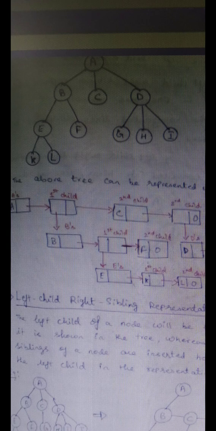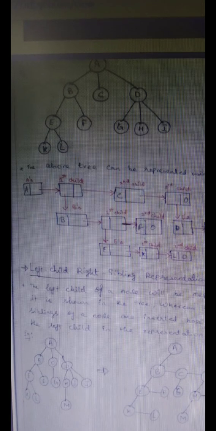If you represent it using links, A is the root node, with its first child, second child and third child. The first child is B, and B's next connection is to E. This way the connections can be made.